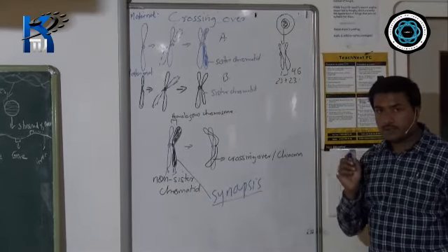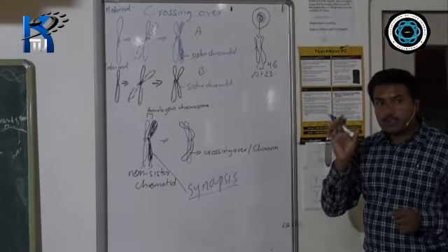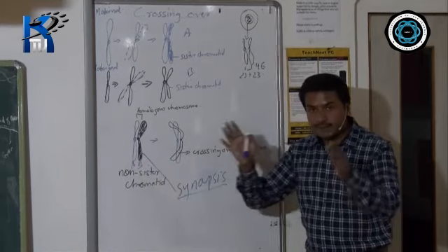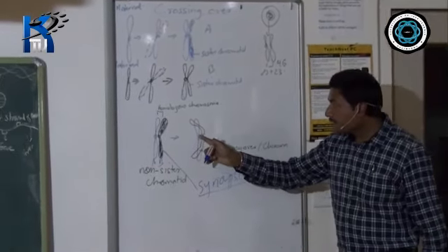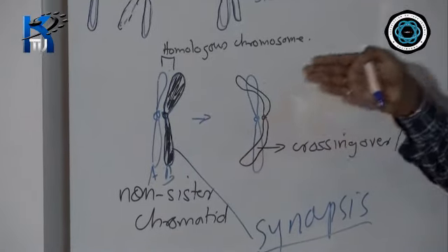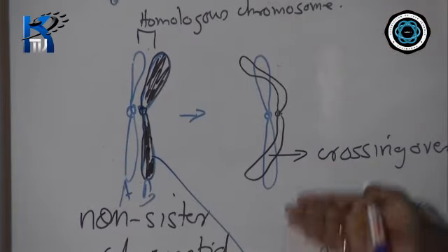Very often the definition comes at what is synapsis. So your definition will be that when the homologous chromosomes come side by side, then it is synapsis. Now, this sister chromatid will overlap with one another. So that happens in meiosis. These phenomena are going on in meiosis.